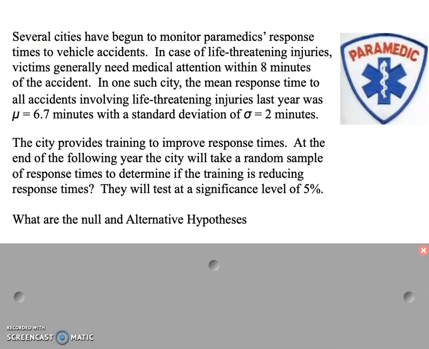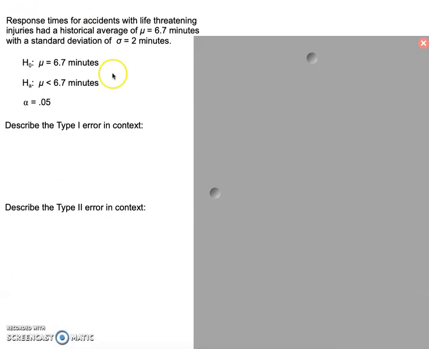All right, let's see if you got them right. The null would be no change from the previous year. 6.7, always an equal sign with the null. Alternative, we want to improve, which in terms of response times means less, so the alternative is less than 6.7. Significance level 5%, so 0.05.